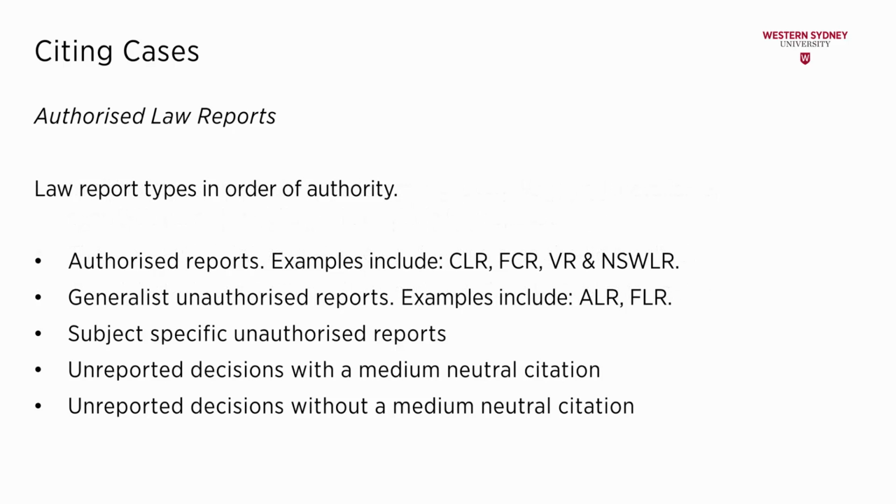The law reports which are considered most authoritative and are officially termed authorised reports include CLR for Commonwealth Law Reports, FCR for Federal Court Reports, VR for Victorian Reports, and NSWLR for New South Wales Law Reports. The law reports with the second highest authority are officially termed generalist unauthorised reports. Examples include ALR for Australian Law Reports and FLR for Federal Law Reports.